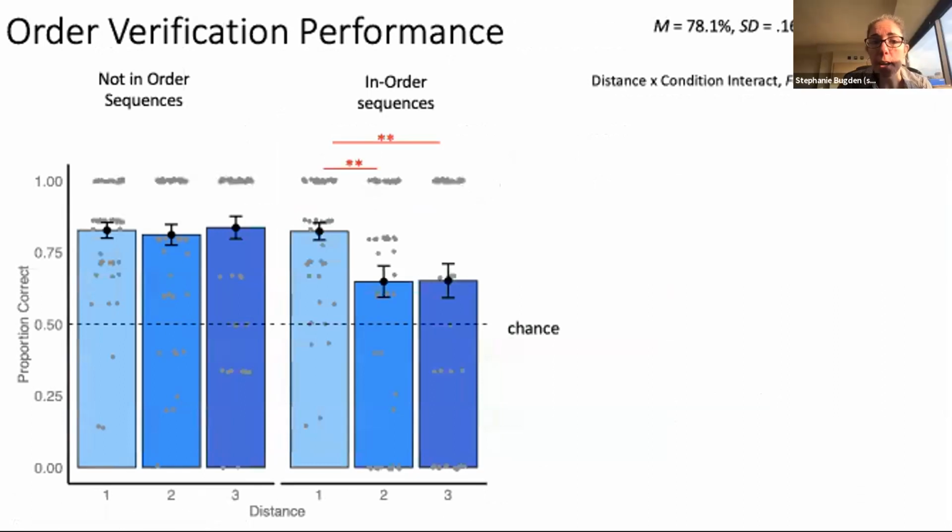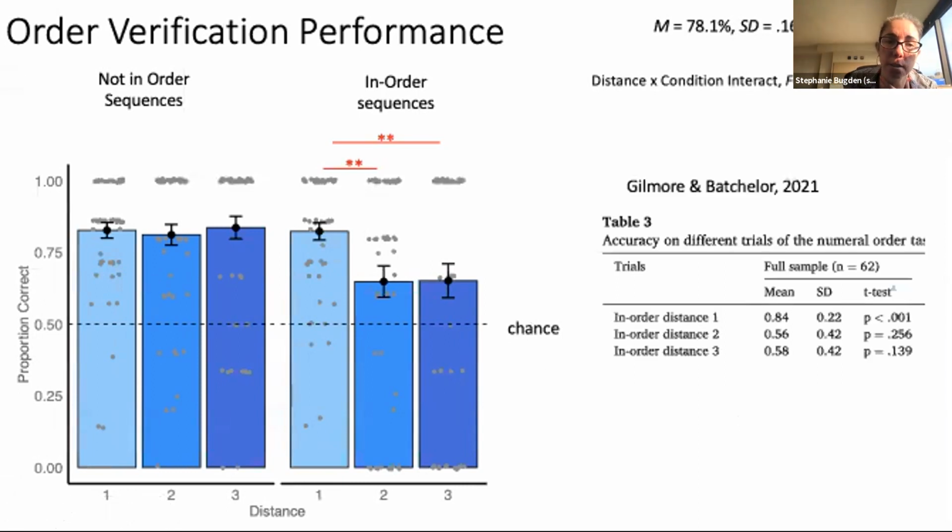Much like the adults, we do see a reverse distance effect here, where in the in-order trials, we see higher accuracy relative to the non-count list trials. And the performance on the non-count list trials is hovering just above chance. This is consistent with the results from Gilmore and Batchelor that was just published in the spring. You can see here in the table on the right what they published, where they do find that performance is at chance. And although the performance in this task is above chance in our particular study, we do see very similar performance profiles.